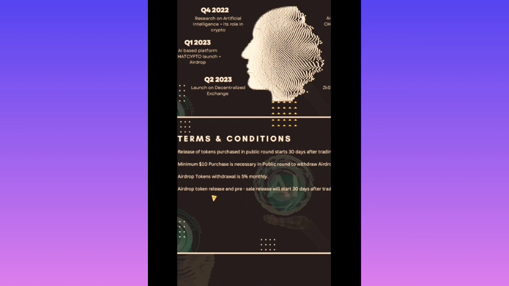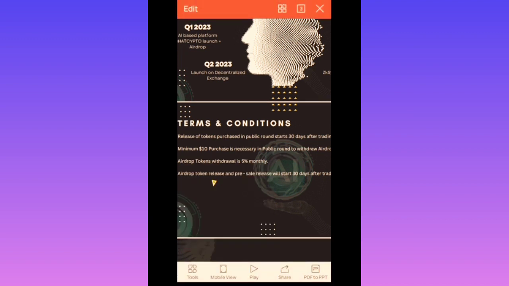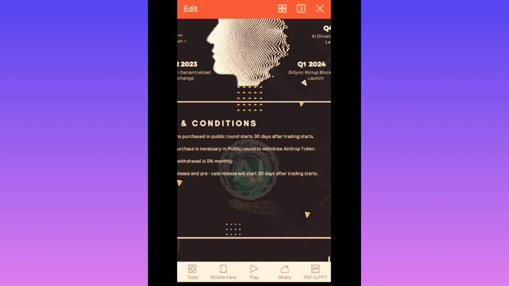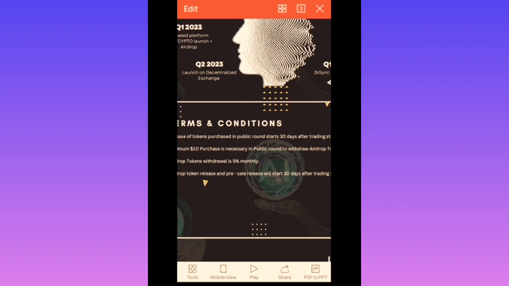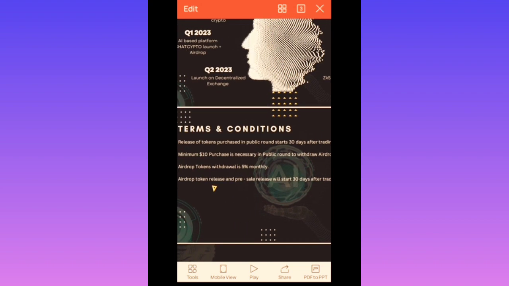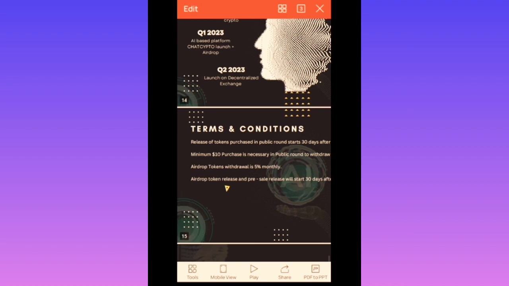We are going to go back to the site so that you can see the withdrawal criteria. The minimum $10 purchase is necessary in public round to withdraw airdrop tokens. Very important. 1,600 tokens. Imagine if that token gets to $1, that's automatically $1,600. If the token gets to 0.1, which is 10 cents, that is like $1,000 or $800 thereabouts. So if you are using $10 minimum to secure such an investment, I don't think it should be a big deal. The airdrop tokens withdrawal is 5% monthly.